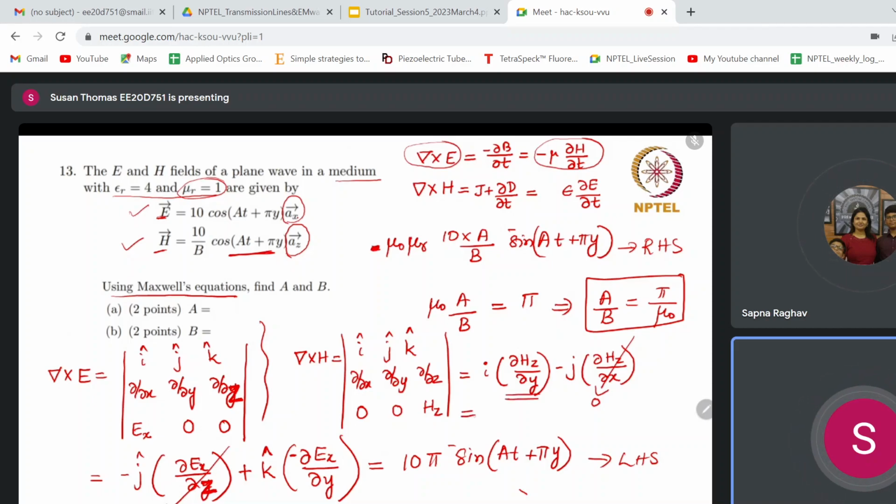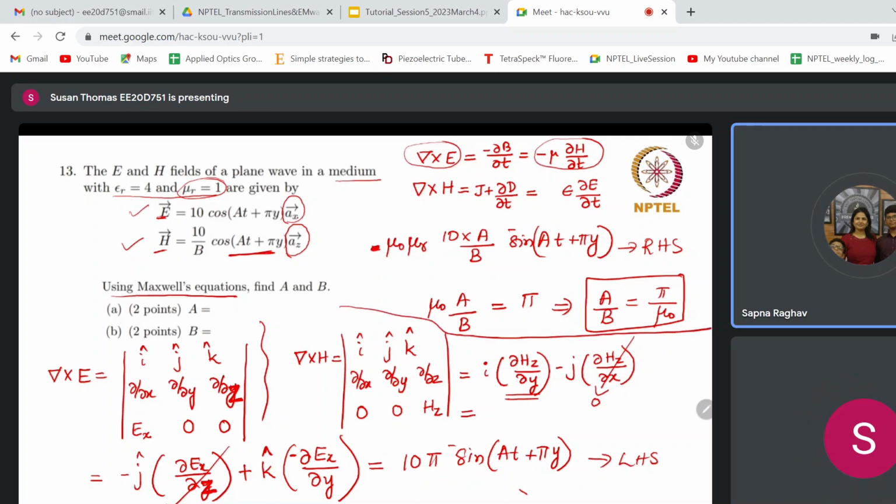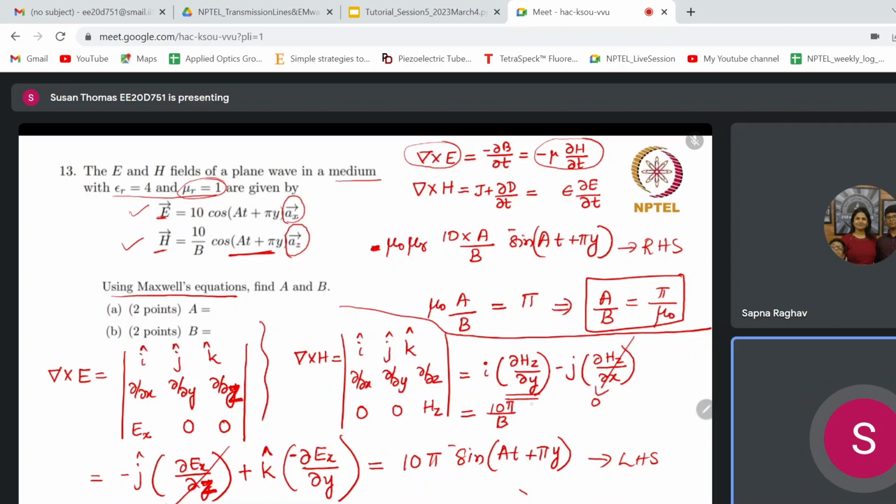Okay, so let us see what is dou Hz by dou y. If we take derivative with respect to y, it becomes 10 pi by b, and cos becomes sine with a negative sign, sine at plus pi y. Okay, so this becomes our left hand side. So this is LHS. Now coming to the right hand side. So this is our right hand side.